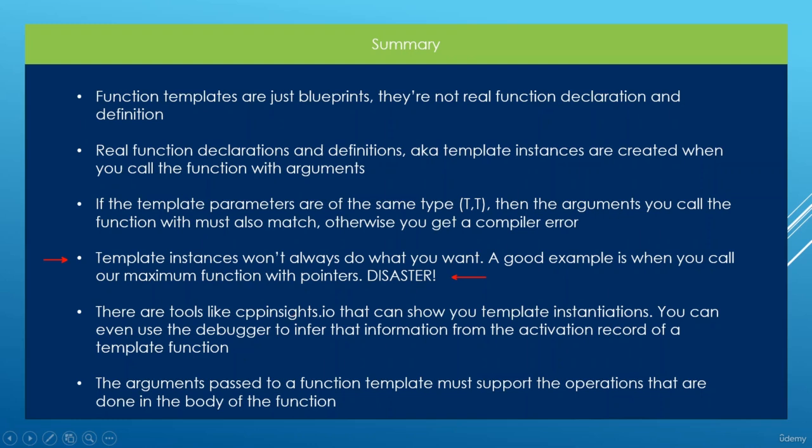There are tools like CPP Insights, which can show the template instantiations. We have seen that. And again, the arguments passed to a function template must support the operations that you are doing in your function template. We have seen an example of this by setting up a multiplication function template, and we saw that we had a compiler error if we tried to pass std::string arguments, because we can't multiply two strings.